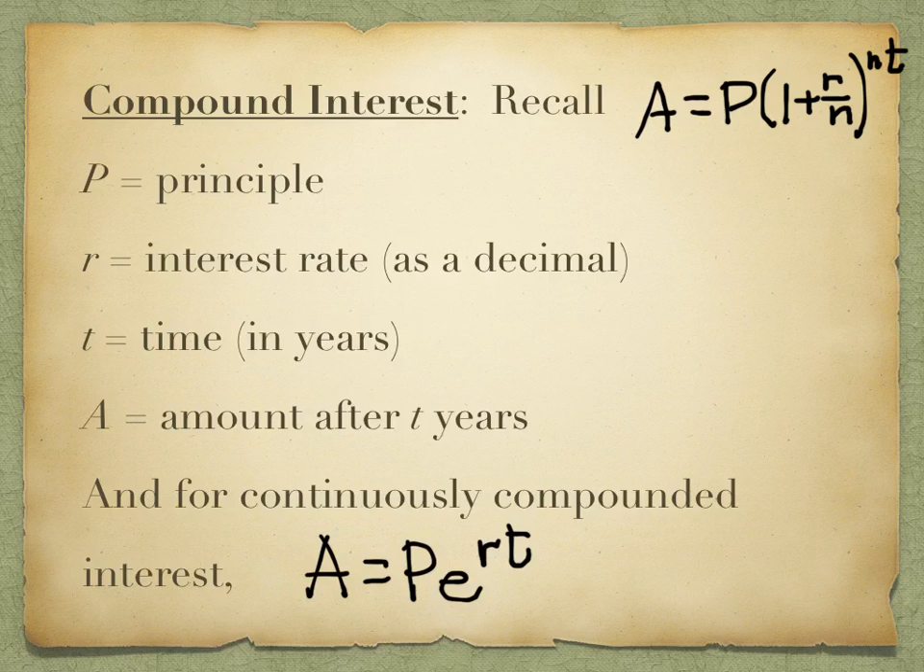P is still principal, R is still the interest rate, T is still the time. And there's one variable that I haven't mentioned from the formula. You guys are all flipping the paper and I didn't do it. What in the world is N? Does anybody remember?